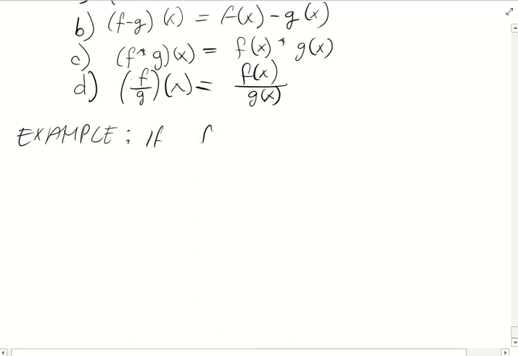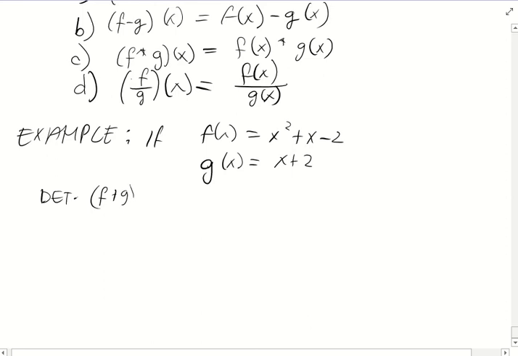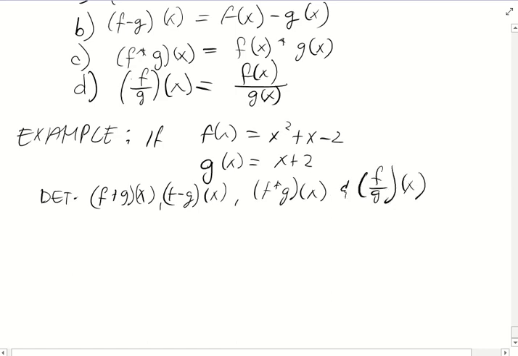If f of x is equal to x squared plus x minus 2 and g of x is equal to x plus 2, determine f plus g of x, f minus g of x, f times g of x, and f over g of x.